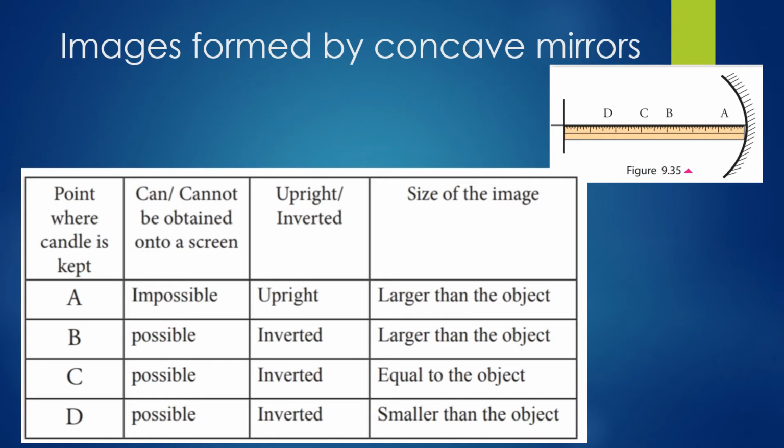Okay, but when the object is kept much closer to the mirror, you will be able to see an upright and very large image, and it is formed at infinity. So these are the features of the images formed by concave mirrors.